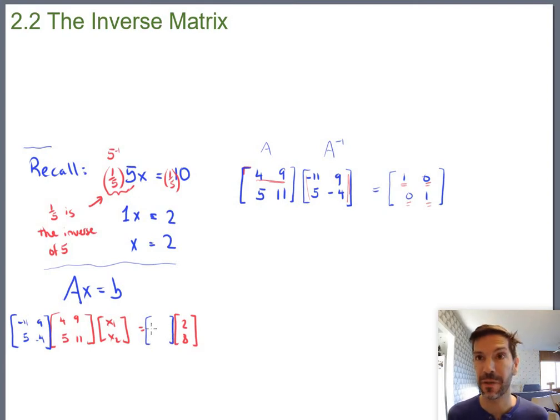Remind yourself that matrix multiplication is not commutative. Order matters here. So if you multiplied the left-hand side of the equation on the left, you should multiply the right-hand side of the equation on the left as well. So I'm putting the negative 11, 9, 5, negative 4 on the left side of both parts of this equation.